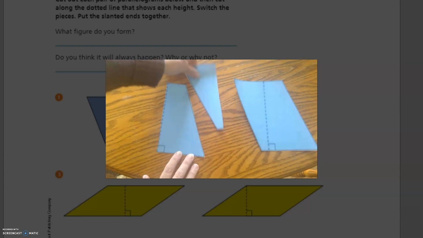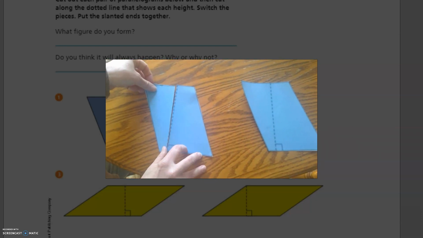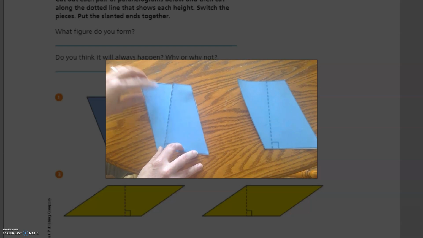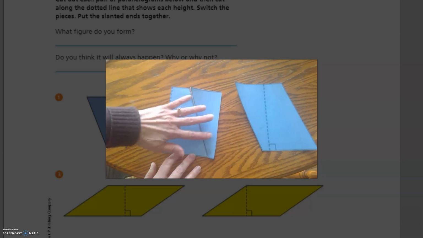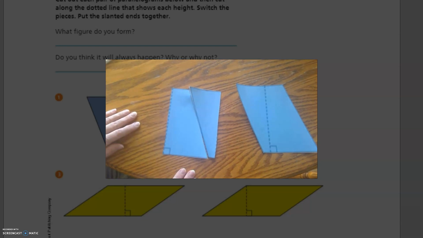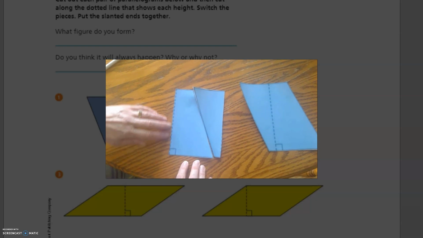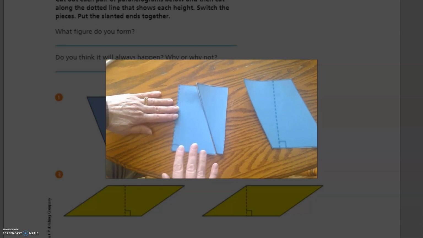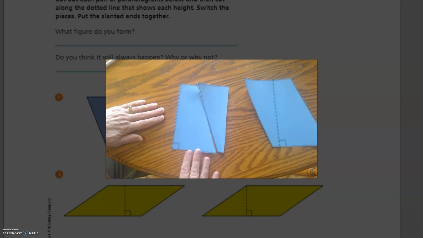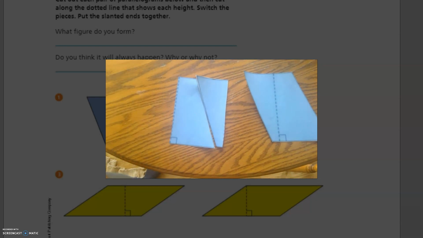I'll go back and do this again. So here it was a parallelogram. I cut along the dotted line, I cut along the height, and I slide it over here, and now I have a rectangle. Okay, so this is going to be the base, this is the height, and so just like a rectangle was length times width, in this case we're going to do the base times the height to find the area.